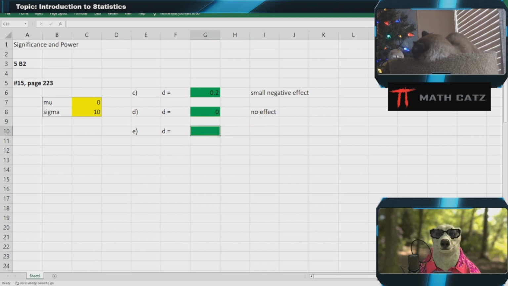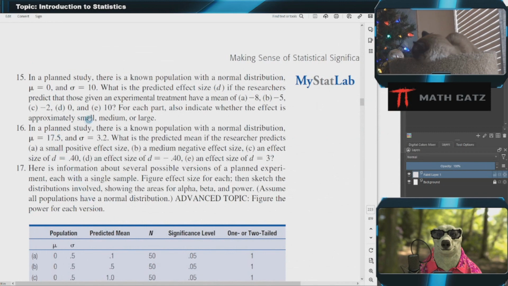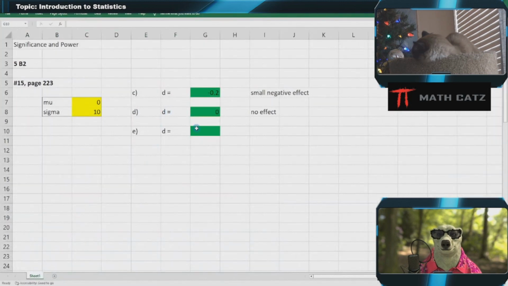And lastly, in E, we have 10. So the difference between 10 and the mean. I know these calculations are very simple. It is an introduction to just practice using the formula, thinking about effect size, and so on. Divided by sigma, and we get 1. So looking back at the table, anything from 0.8 is considered large. So a large effect, or large positive effect.